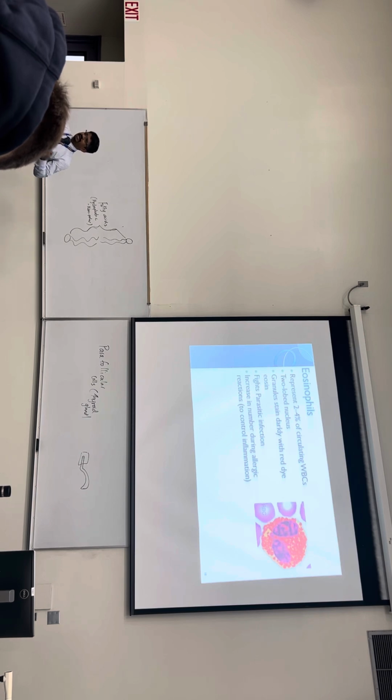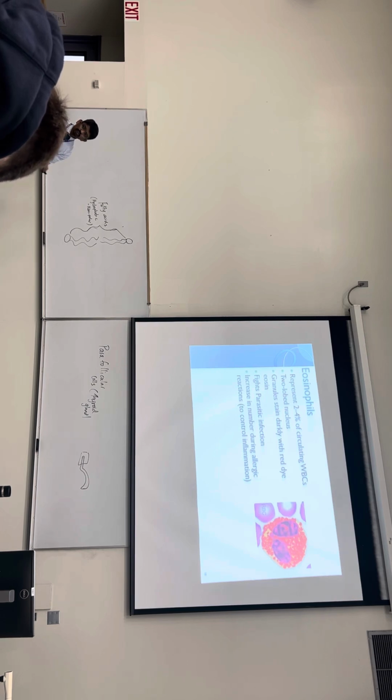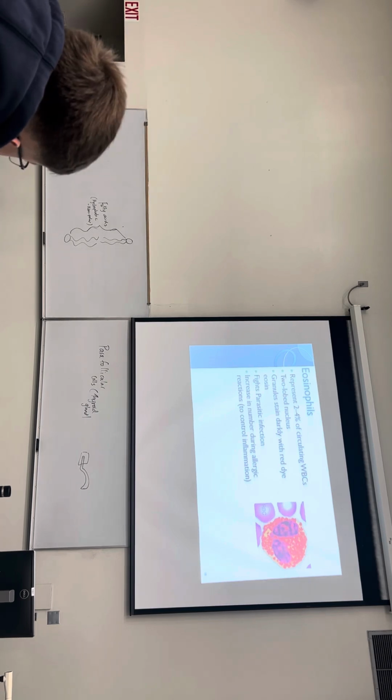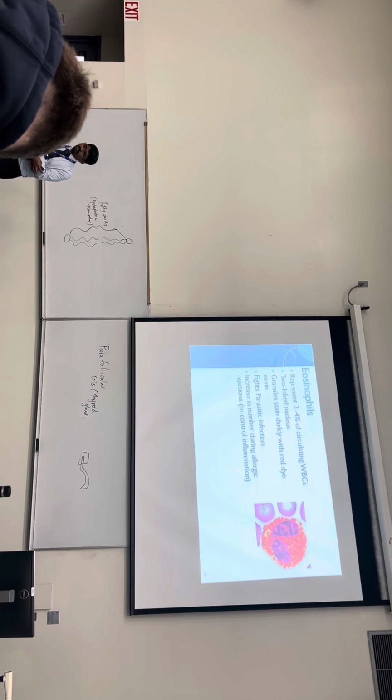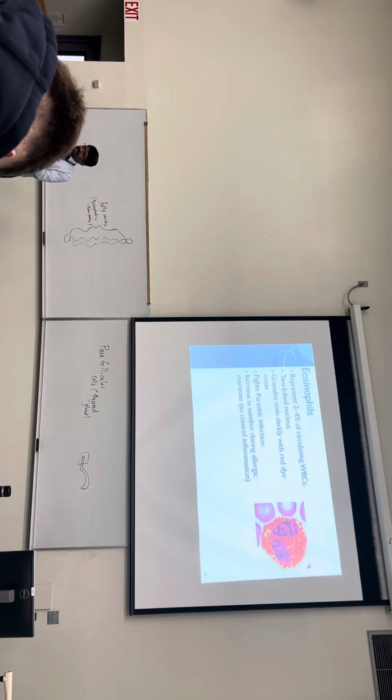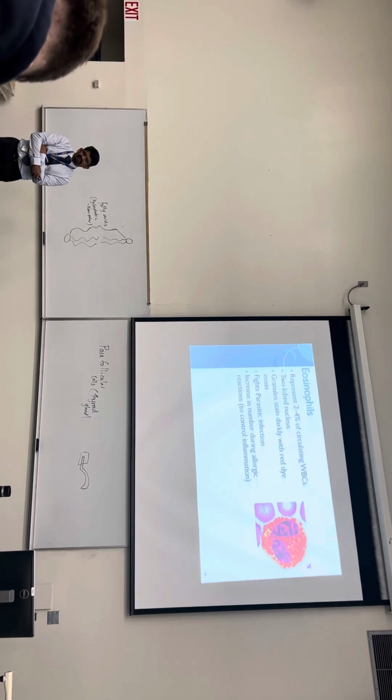They have a bilobed nucleus. So here are the 2 lobes. Generally, we do not always see the attachment, but they have a 2 lobe nucleus with red granules. In terms of function, they have 2 different types of functions. One is their main function as an immune cell. They fight parasites, worms, parasitic infections.